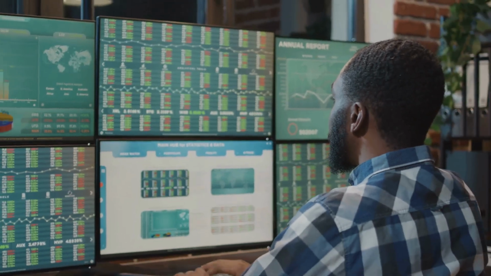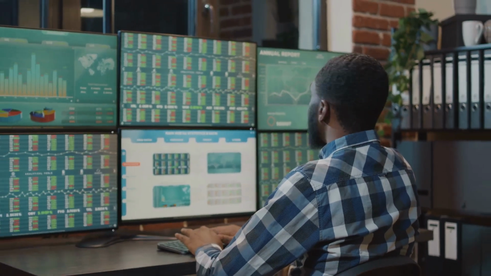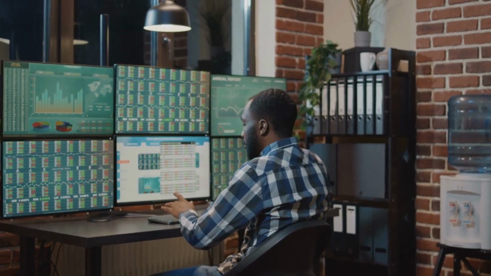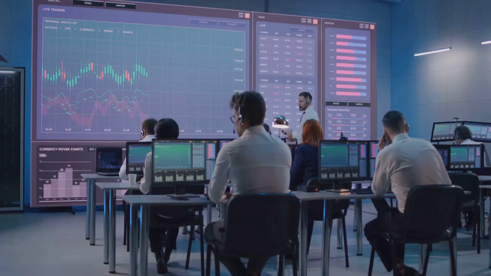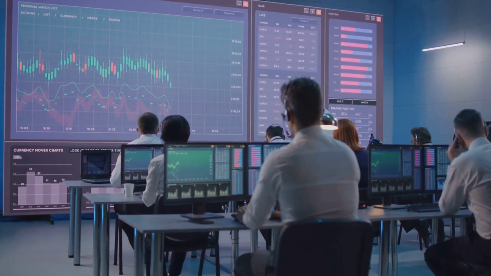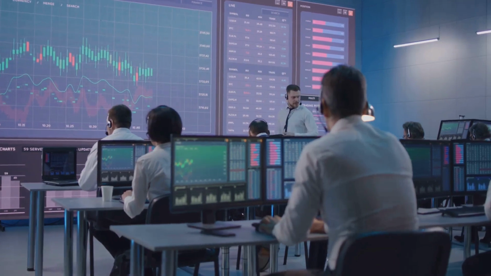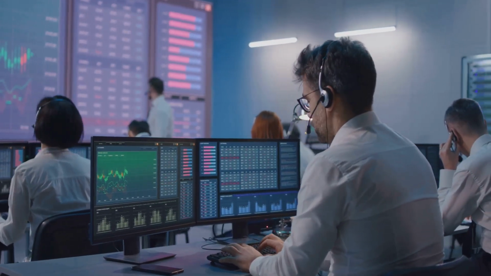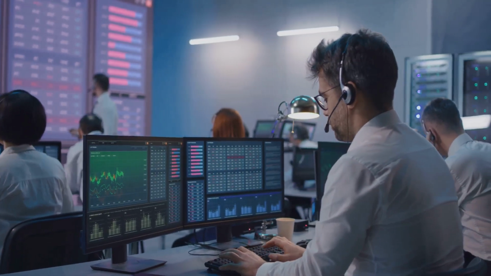Before we delve into the world of currency trading, let's start by watching a trader in action. Imagine this. A trader, let's call him John, sits in front of his computer, multiple screens displaying a range of charts, figures, and news updates. His eyes are focused, darting from screen to screen as he absorbs the information.